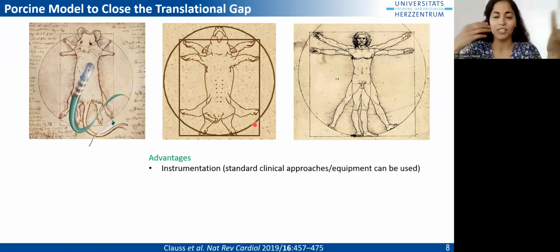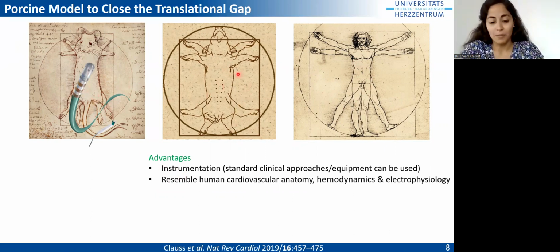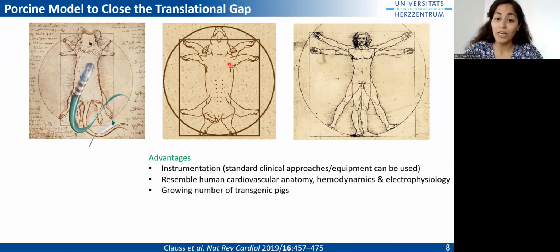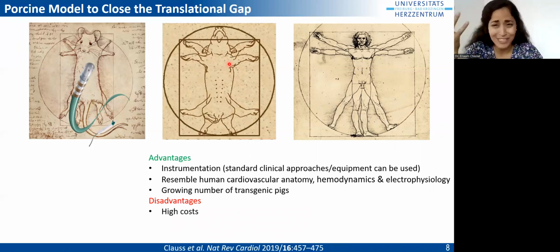Of course, with any model, there are advantages and disadvantages. A key advantage for us would be instrumentation. So we're using standard clinical approaches and equipment that we use in humans in the pigs. By using a smaller mammal, our tools are just simply too big. Another thing about the pig is that it closely resembles human cardiovascular anatomy and hemodynamics and electrophysiology, which is very important. There's a growing number of transgenic pig models that are available, but with advantages of a model, there are disadvantages. The big ones being that these are very expensive experiments, unfortunately, and they're very time and labor intensive.